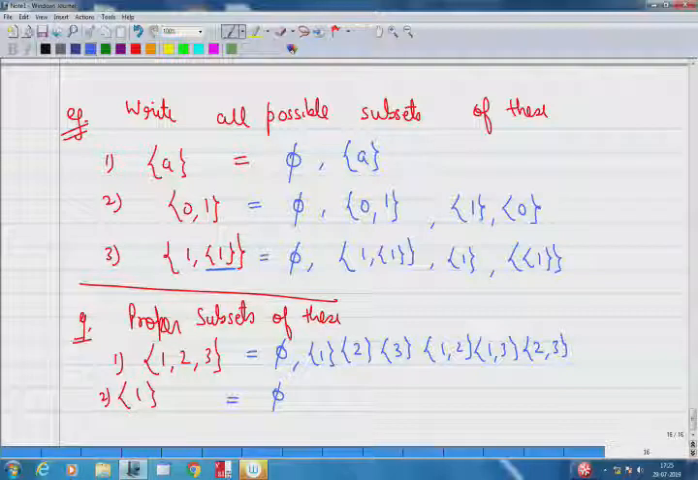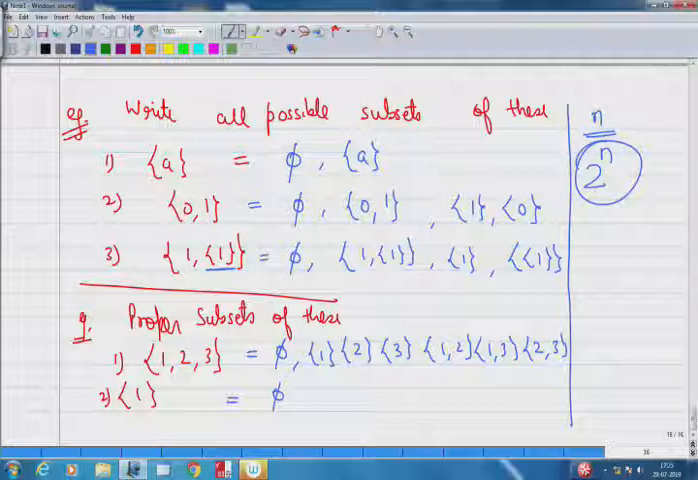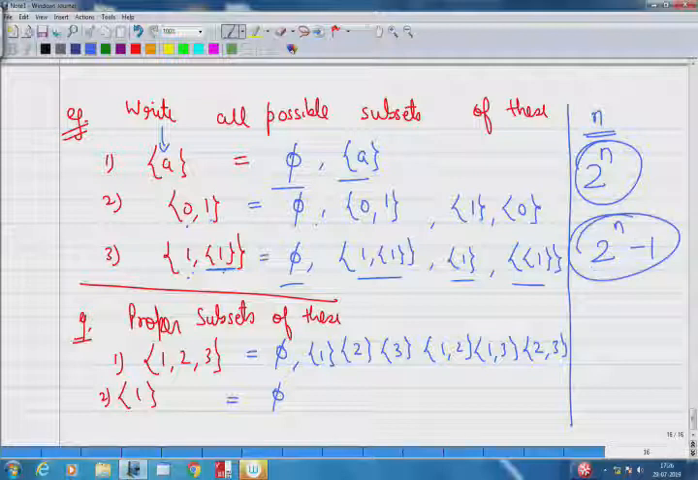How many subsets? अभी हमने डिस्कस किया था, if there are n elements then the number of subsets is 2 power n. So you can see in the first one only one element was there, so 2 subsets. Here we have 2 elements, so 4 subsets. Here also 2 elements, so 4 subsets. And the number of proper subsets is 2 power n minus 1. So if there are 3 elements, proper subsets will be 2 power 3, 8 minus 1, 7 subsets. And with 1 element, 2 power 1 minus 1, which is 1 proper subset.